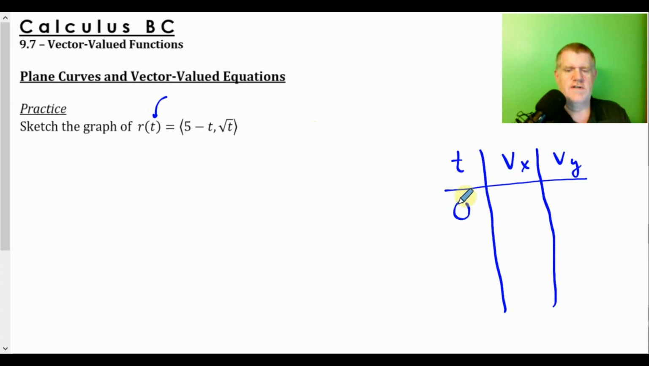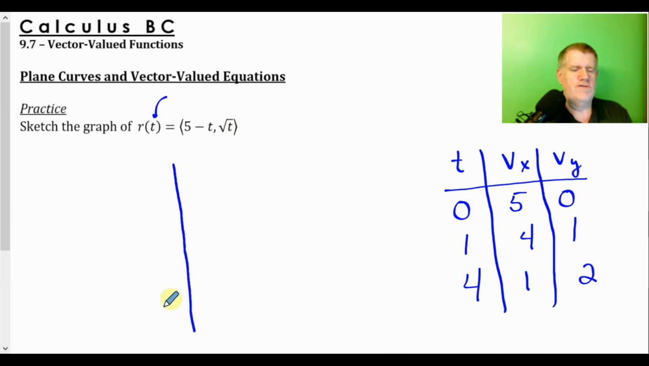So if t is 0, then I get 5, 0. If t is 1, I get 4, 1. And we'll do a nice easy one like 4. Then we have 1, 2. So what does that give us? What kind of an equation?